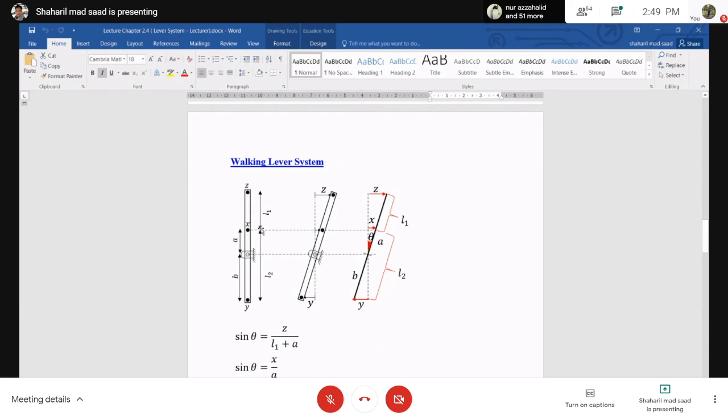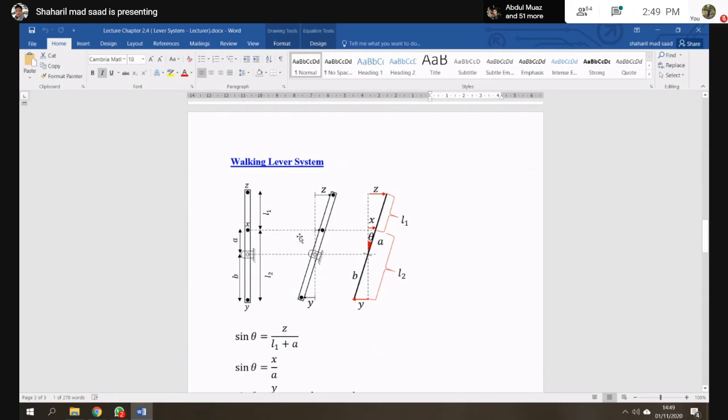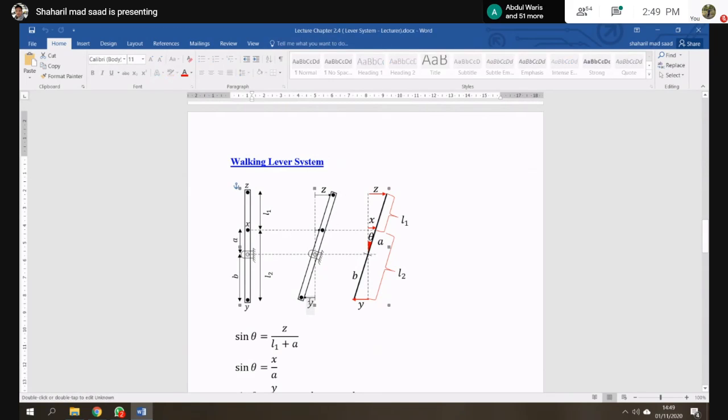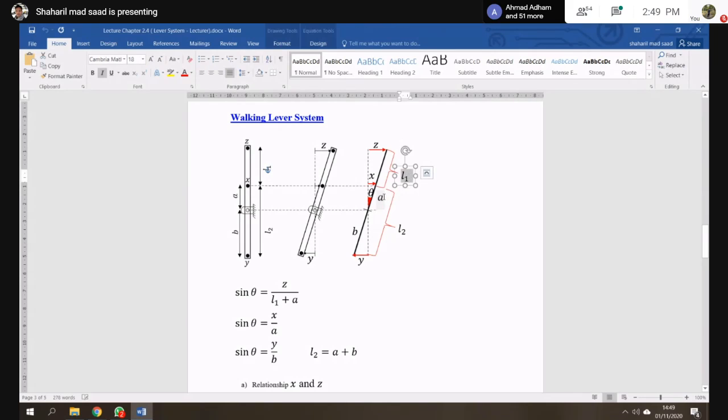You've got L2 and L1 here. L1 is from Z going to X, and then you've got A and B here, so L2 is equal to B plus A. And then what happens when you get some displacement Z here, and then Y here? From this you can have sine theta equal to Z over L1 plus A, so Z is equal to L1 plus A.